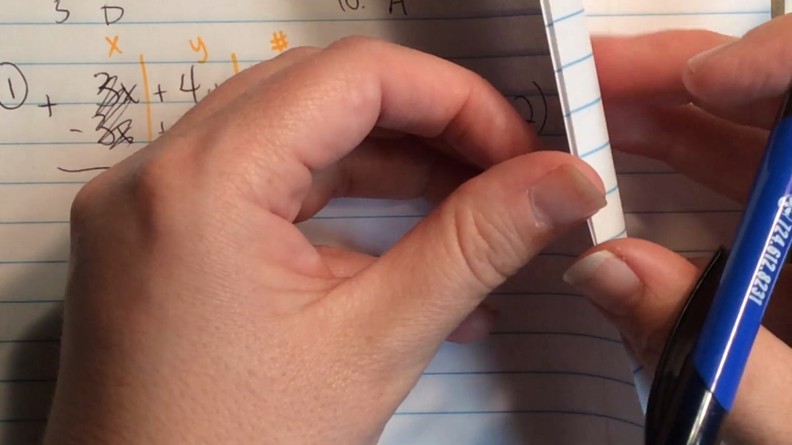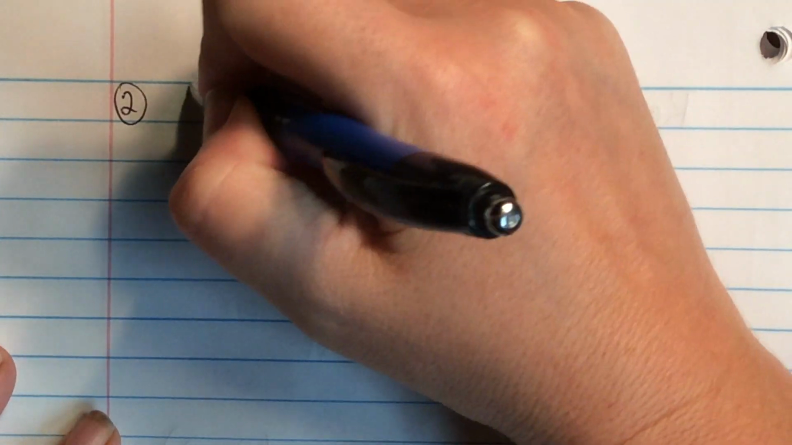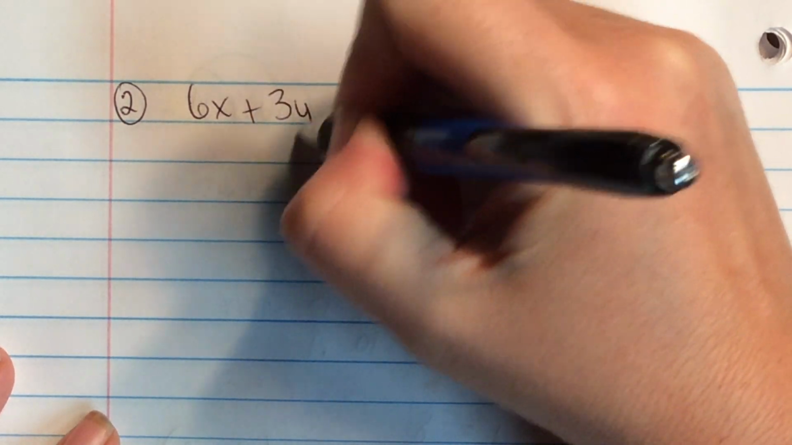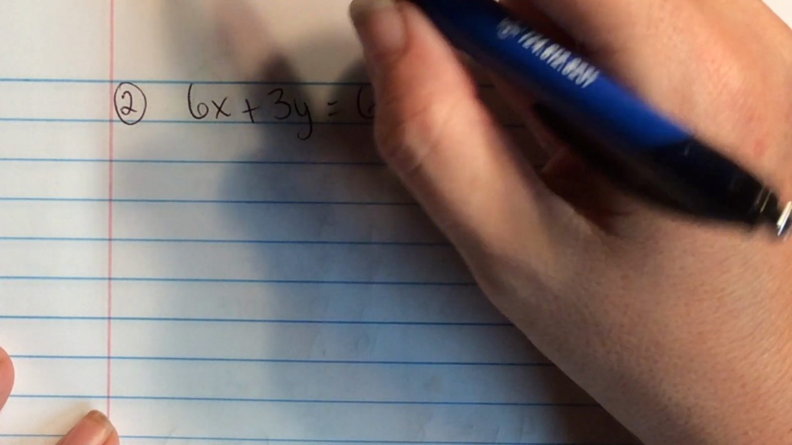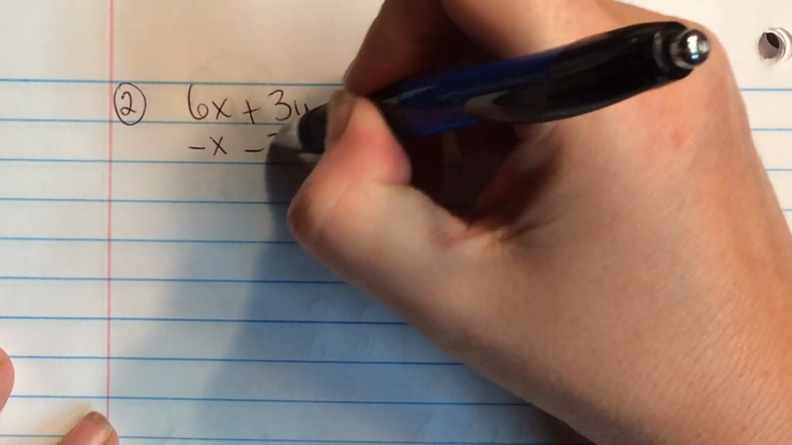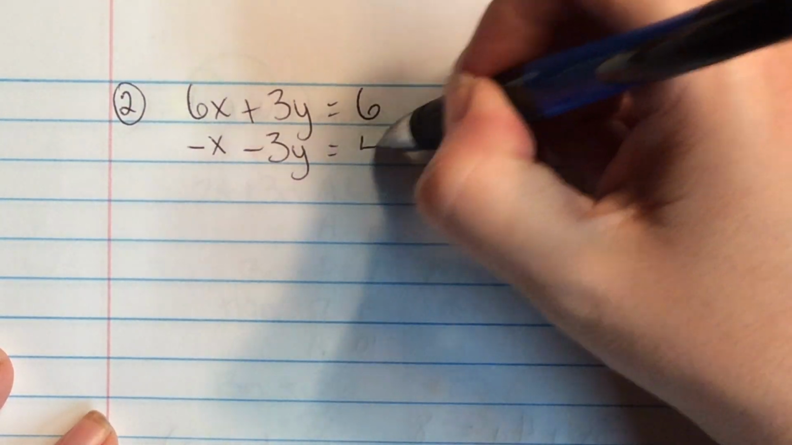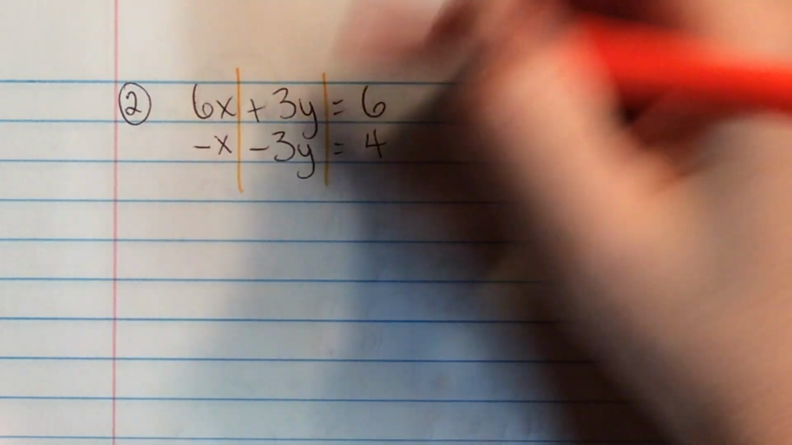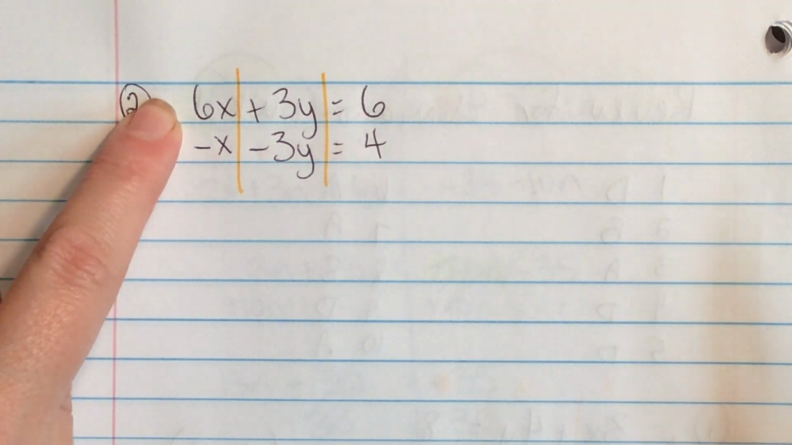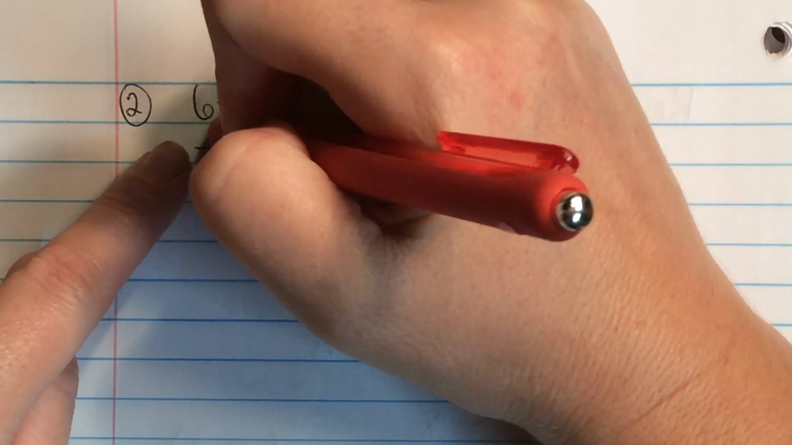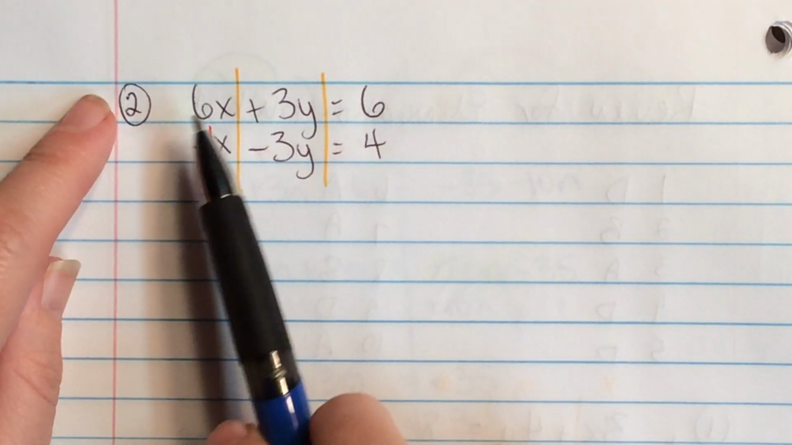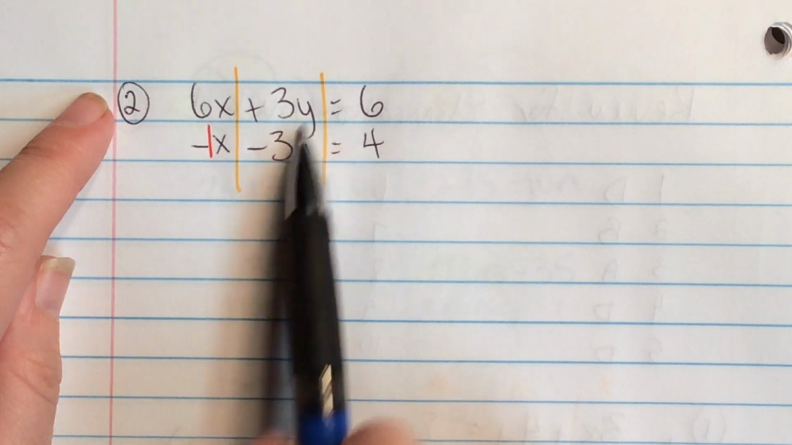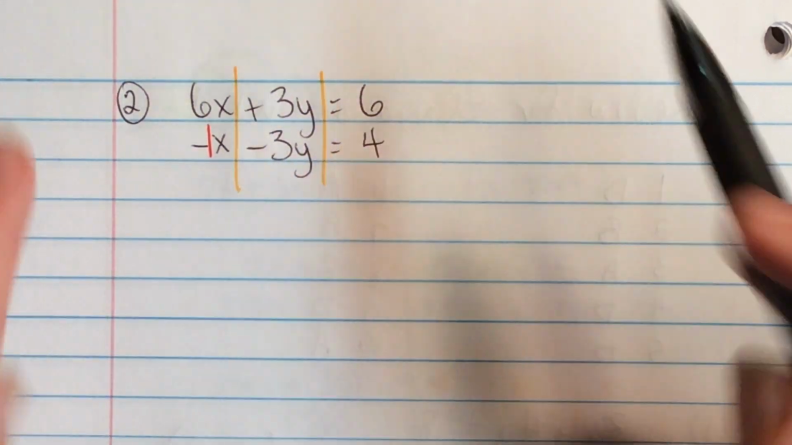All right, let's do number 2. I have 6x plus 3y equals 6. And then I have negative x minus 3y equals 4. Okay, so I'm going to draw my lines. I really have 6 and a negative 1. Don't forget there's a 1 there. So I have 6x and negative 1x. I have positive 3y and negative 3y. And then I have 6 and 4.